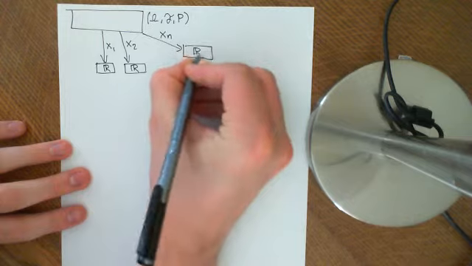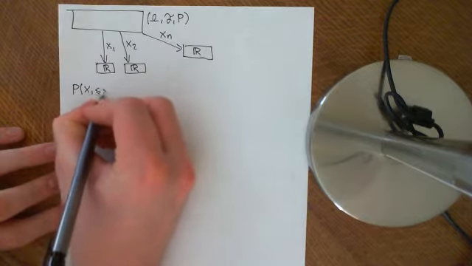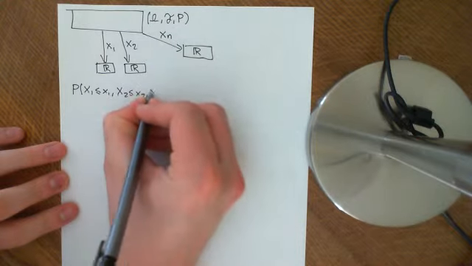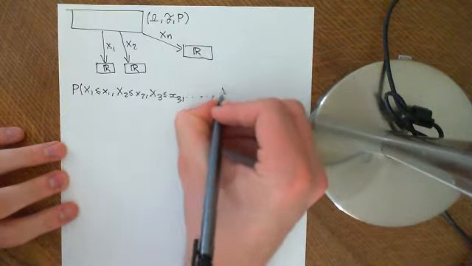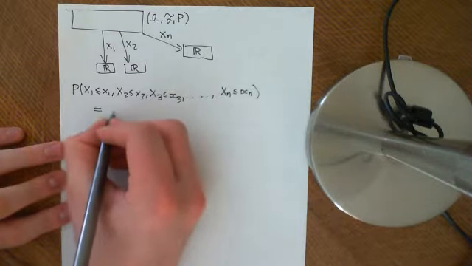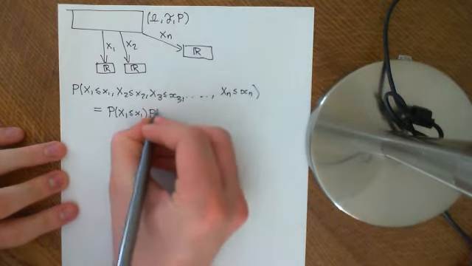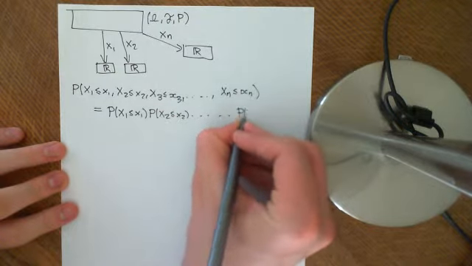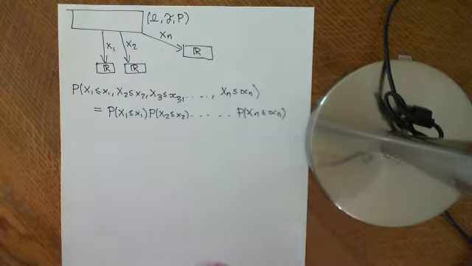Then the criterion for independence of all of these random variables is that the probability that x1 is less than or equal to some little x1, and x2 is less than or equal to little x2, and x3 is less than or equal to little x3, all the way up to xn is less than or equal to little xn, is equal to the probability that x1 is less than or equal to little x1 times the probability that x2 is less than or equal to little x2 times all the way up to the probability that xn is less than or equal to little xn.